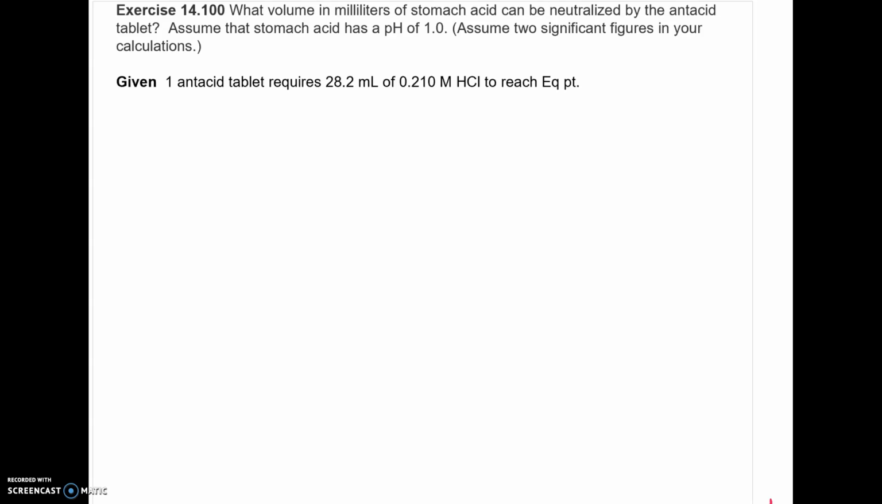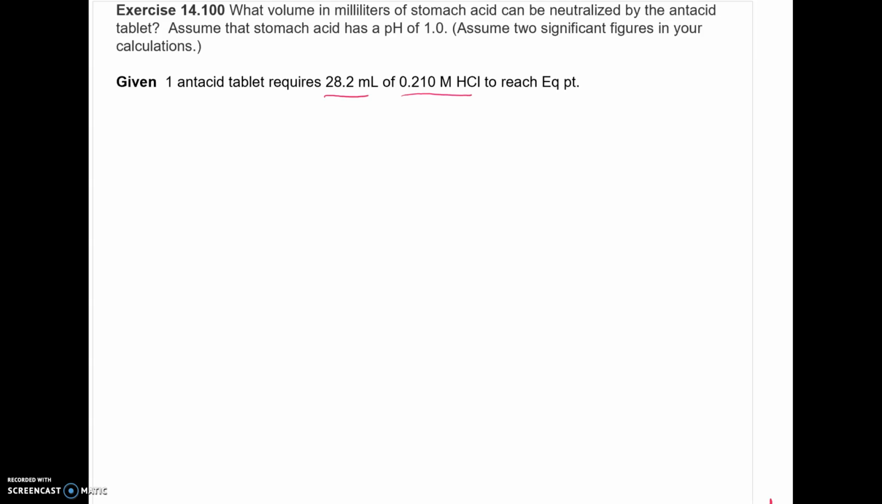This is exercise 14.100. It's a question from the homework that many of you struggled with, so I thought I would record the solution. What volume in milliliters of stomach acid can be neutralized by the antacid tablet? And this antacid tablet requires 28.2 milliliters of 0.210 molar HCl to reach the equivalence point.